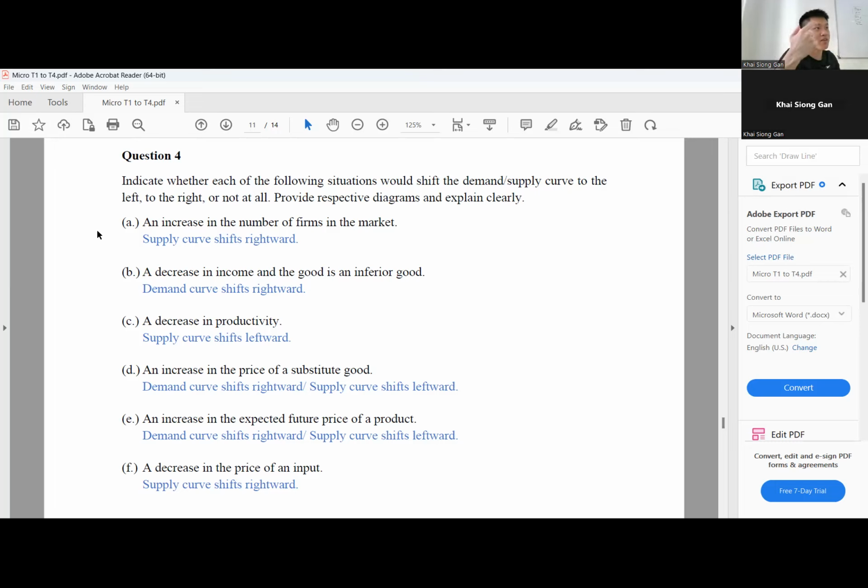Okay, so now because you are not efficient already, your supply curve shifts leftwards. You are not able to produce as much as before. Nothing to do with the price, but because of your own efficiency. Okay, so supply curve shifts leftwards.